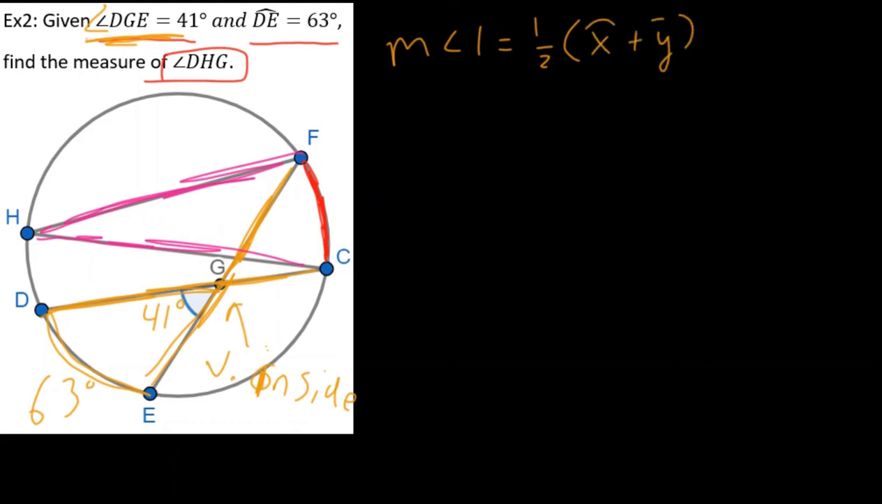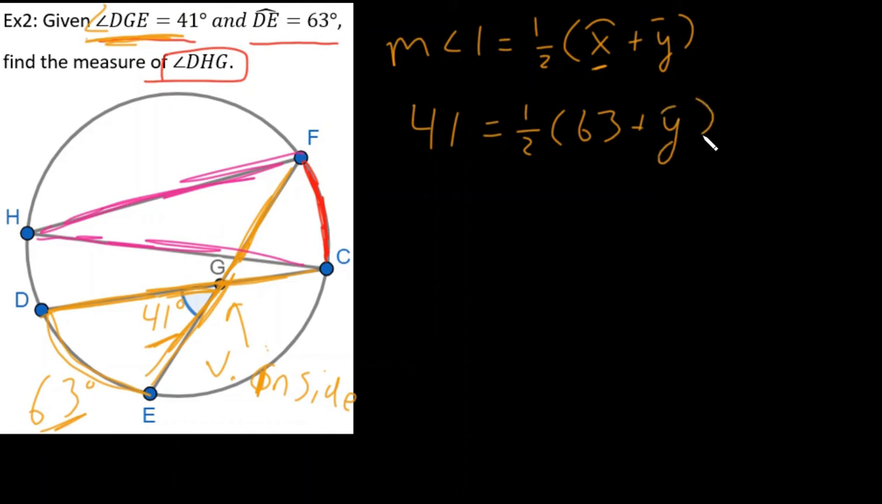And I've said it before, I'll say it again. We know that arc x is always the larger arc. So let's take a look here. At the vertex, or where the angle is formed, I see 41 degrees is equal to 1/2 parentheses. And because 63 is bigger than 41, I know it must be my arc x, and arc y is actually going to be the smaller of the two.